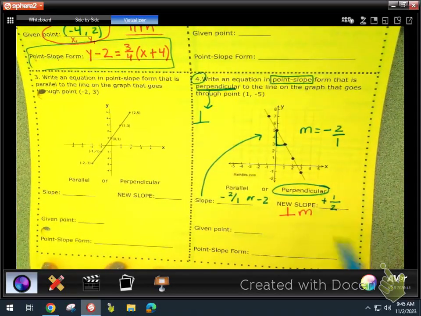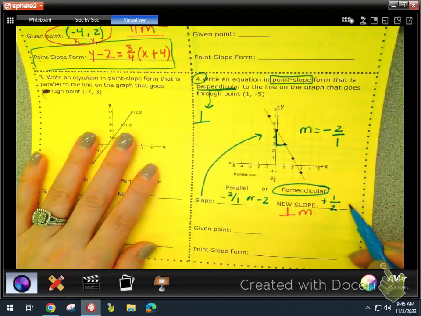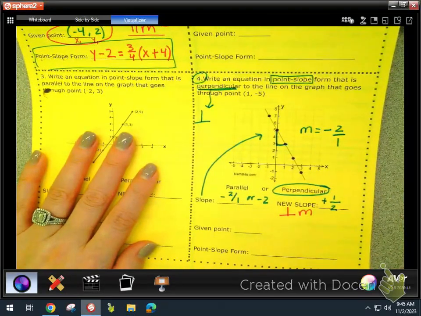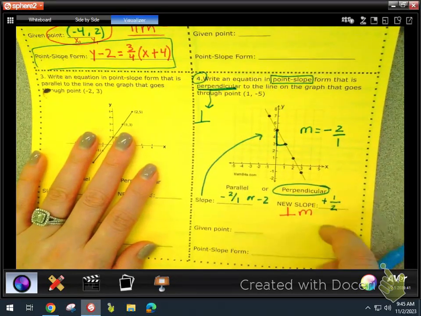Do you have to put the positive sign? No, I would just put 1 over 2, but sometimes I like to write that sign there. But you've got to flip the fraction, flip 1 and 2, make it positive. So our perpendicular slope is 1/2.